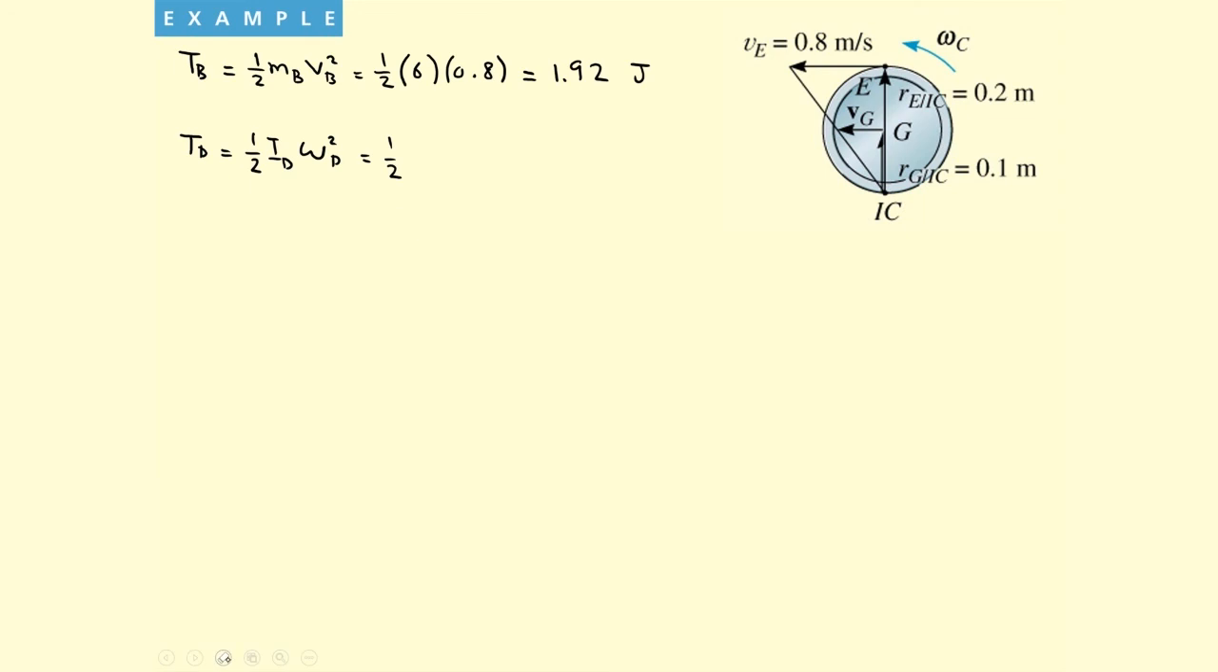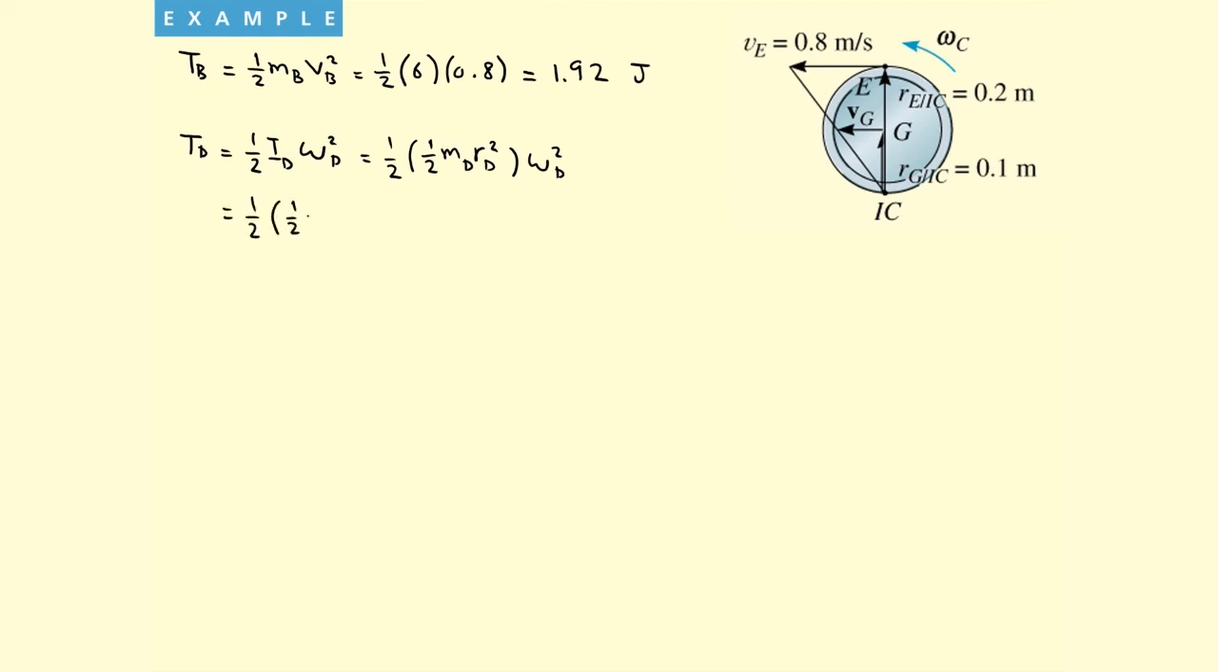Now, I_D for the disk, as you may know, is half m r squared. So it's going to be half. Don't confuse the half and say there's only one. One half is for half I omega squared, and the other half is for the I itself, the mass moment of inertia. So it's going to be half m_D r_D squared times omega_D squared.